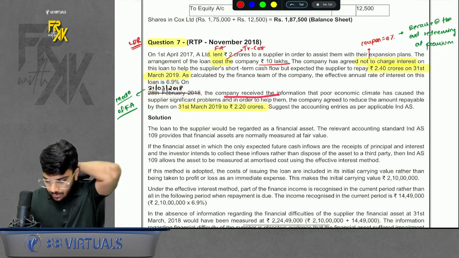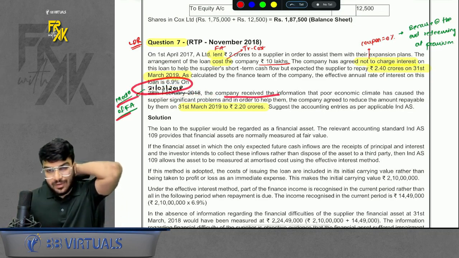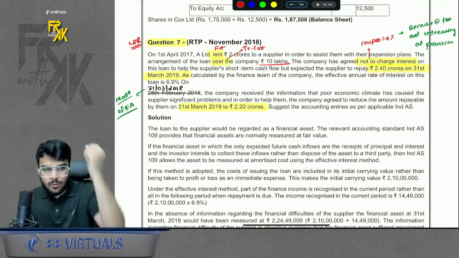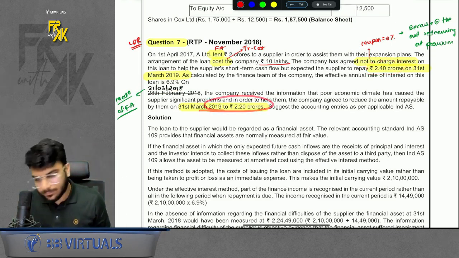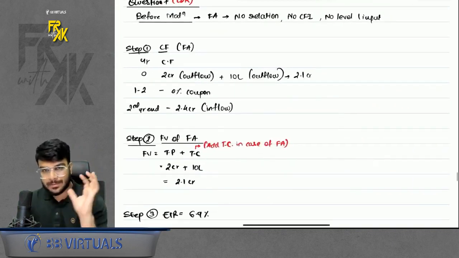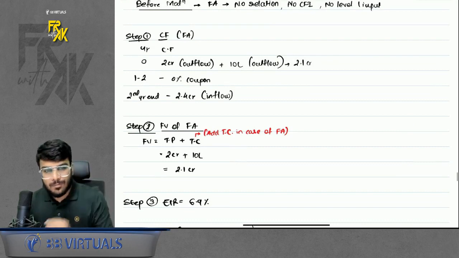Okay. Now, after 1 year, there is a modification. And what is the modification? Previously, we were supposed to receive 2.4. Now, we will receive only 2.2. Okay. So, how to account for this modification? Simple. Again, divide the question into 2 parts. One part is going to be before modification accounting.